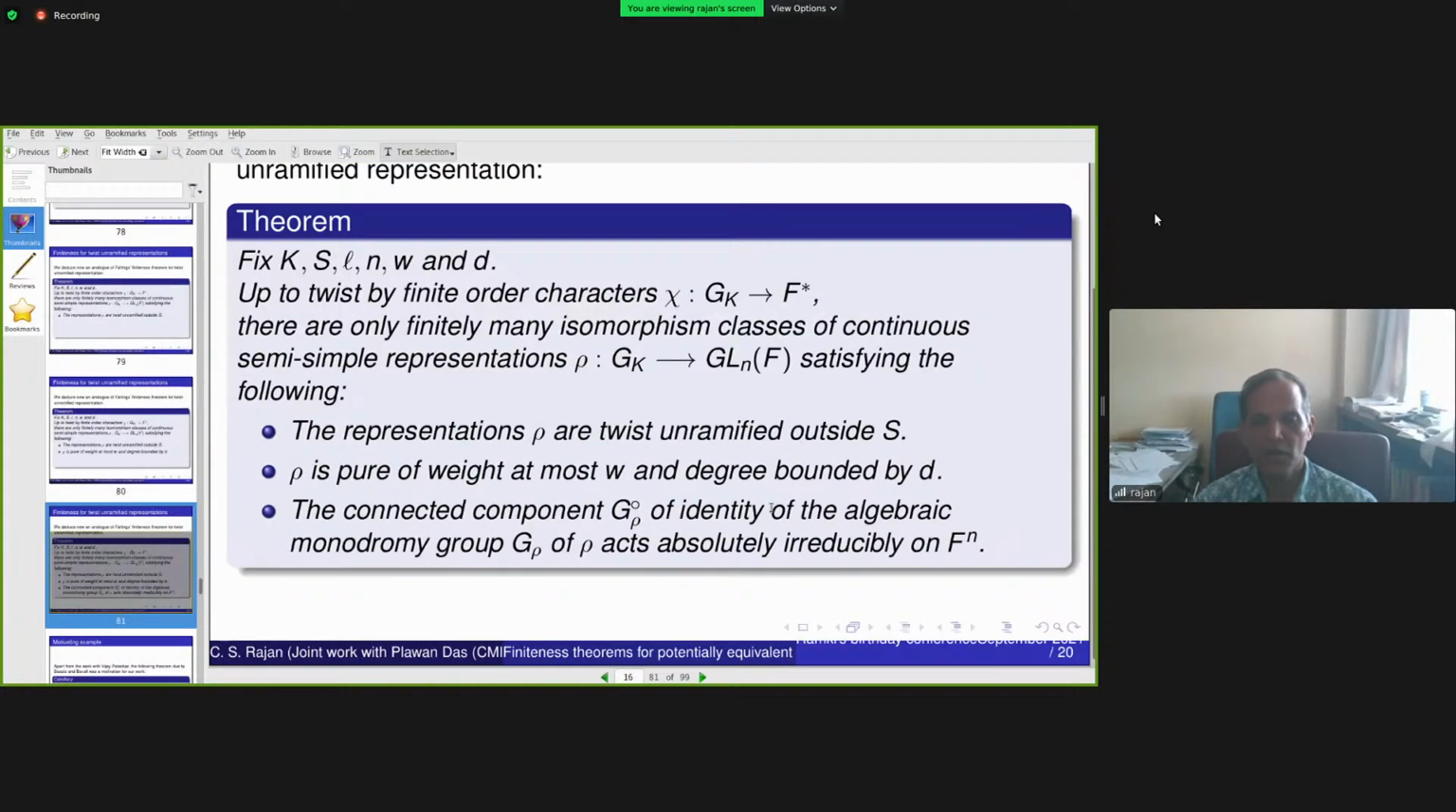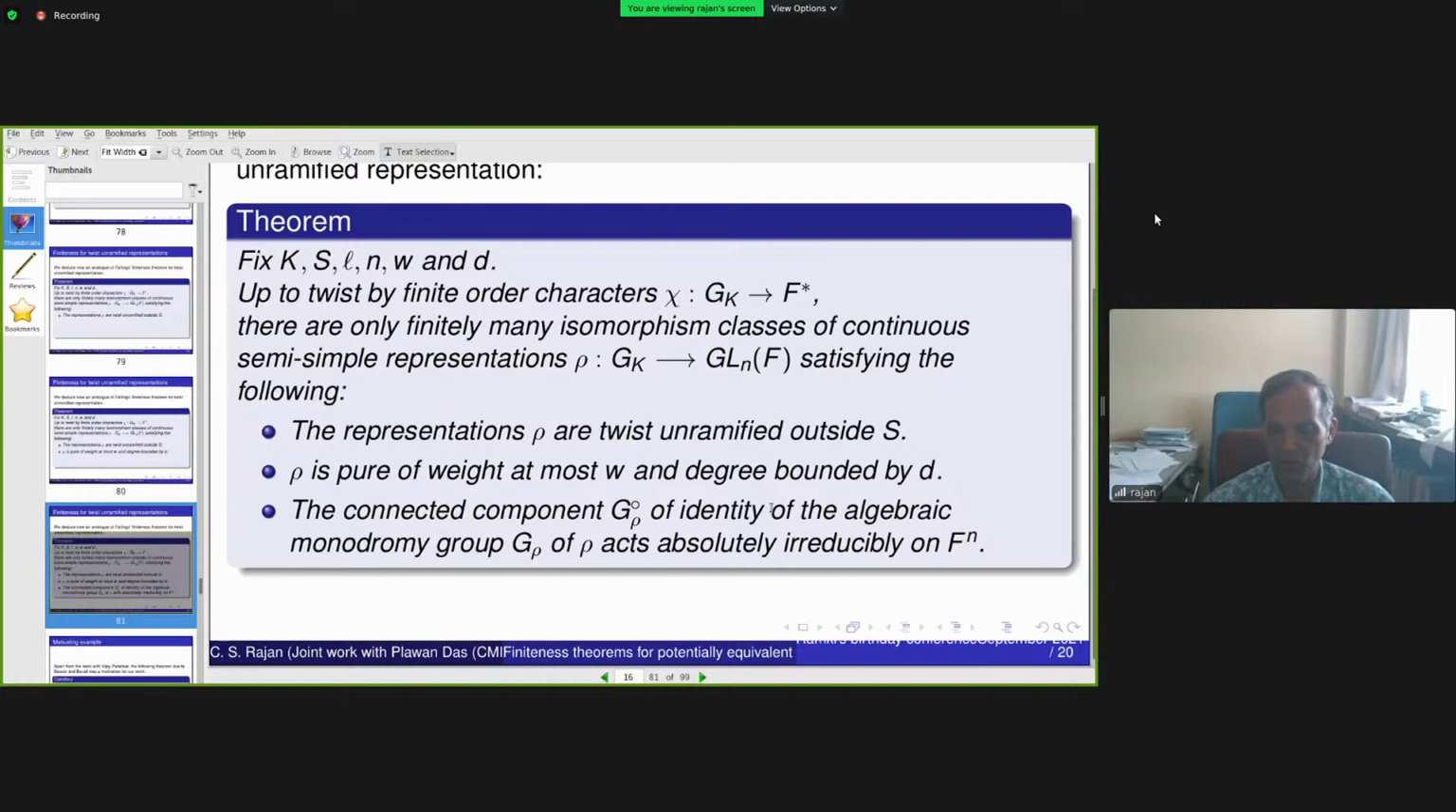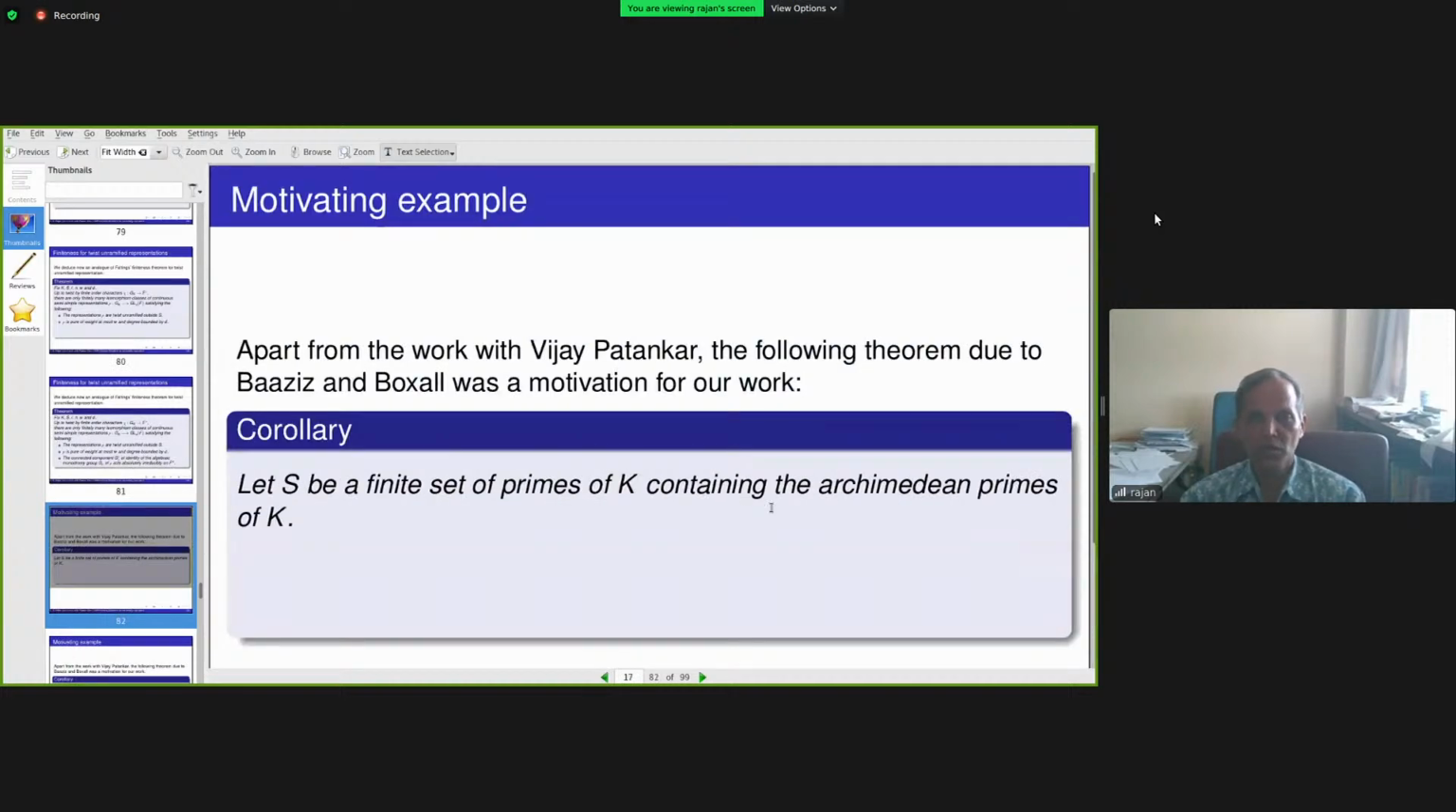What we need to assume is that the connected component G^0_rho of the identity of the algebraic monodromy group, which we already talked about at the beginning, acts absolutely irreducibly on F bar^N. On this representation, it is absolutely irreducible. So, for example, if you're working with non-CM elliptic curves, then this works. Let's just work it out. One of the motivating examples from the work was the motivation for our work.